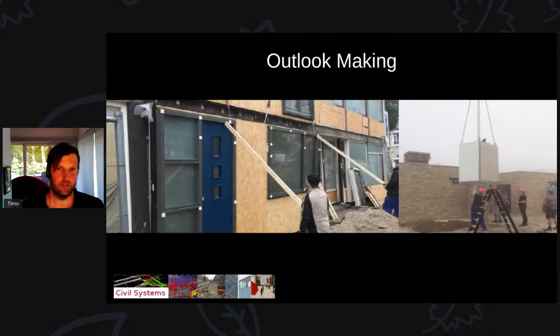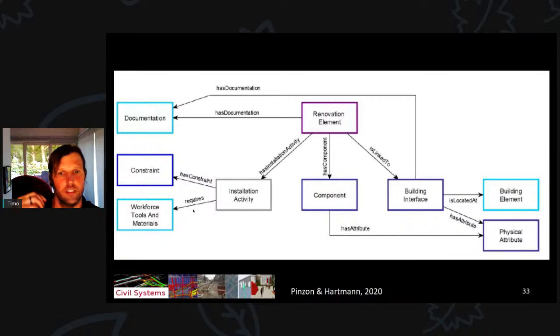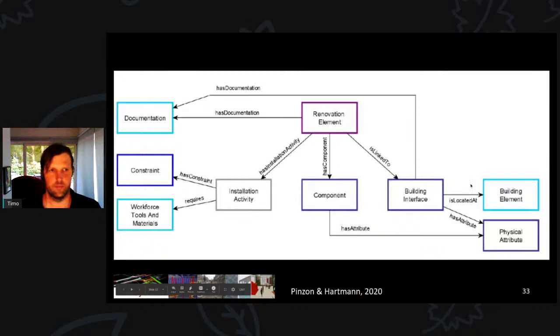And so we need to understand what is required for that. So we started working on an ontology there. This is rather recent work about what an ontology is for us, a knowledge mapping, right? So we don't think about standards and exchange. We just want to know what people who install things on site need to know, right? And so that's our first start. And the most important thing is really this building interface. So if you want to bring a new renovation product into an existing building, you need to understand where this renovation product interfaces with the existing building.